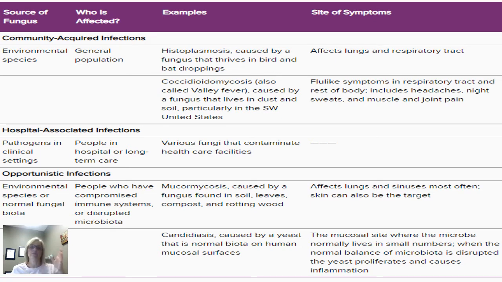Hospital-acquired infections are going to be caused by fungal pathogens that are found in healthcare facilities. And this is generally more long-term care because you have people there for a very long period. They're in confined spaces and you have someone going from room to room, carrying something with them. Opportunistic infections are going to be caused by things that are typically very low in virulence, meaning a normal, healthy person would not get sick from these, but they are going to infect someone with an immunocompromised system.